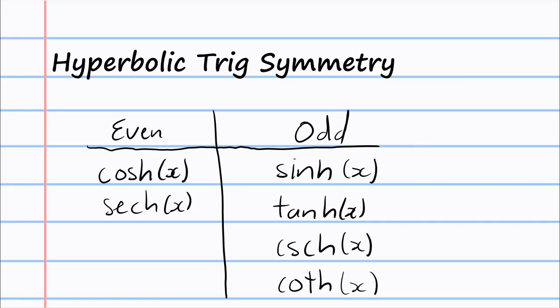regular trig. So you don't have to memorize anything new. It's just that these functions have the same symmetry. So cosine x and secant x are both even, just like cosh x and sech x. And sine x, tangent x, cosecant x, and cotangent x are all odd, the same way sinh x, tanh x, cosech x, and coth x are odd.